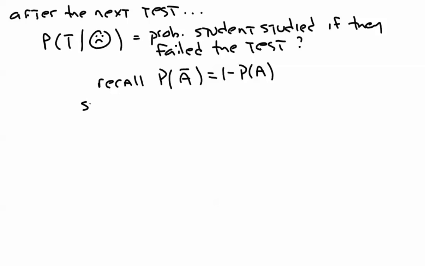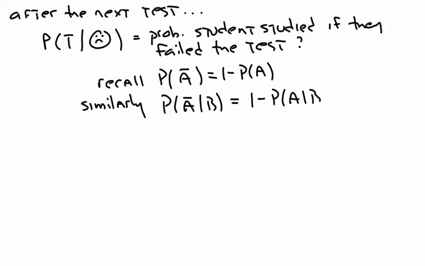Likewise, similarly, the probability of A naught given B equals 1 minus the probability of A given B. This is without proof. It's a true statement; I'm not going to prove it. It follows directly from the derived probability relationship earlier.